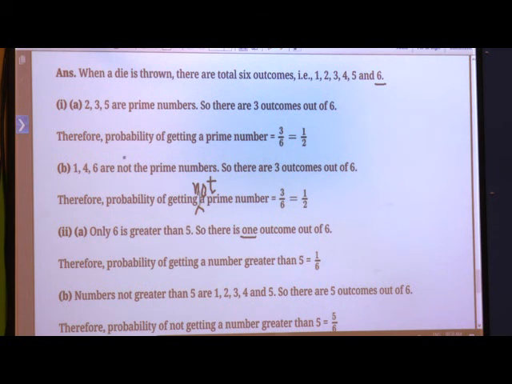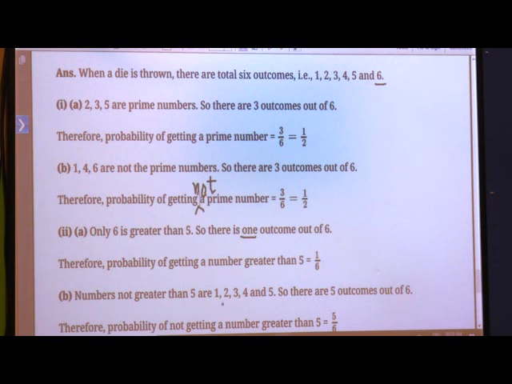The last one, numbers not greater than 5. In the total outcomes 1, 2, 3, 4, 5 and 6, what is the outcome that we are getting? What is the event not greater than 5?